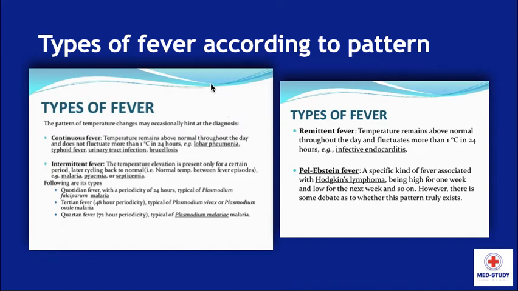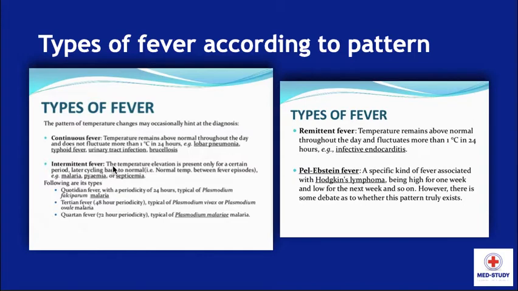Now coming to type of fever according to pattern. The pattern of temperature change may occasionally hint at the diagnosis. So continuous fever is when the temperature remains above normal throughout the day and does not fluctuate more than 1 degree Celsius in 24 hours. Example, lobar pneumonia, typhoid fever, urinary tract infection, brucellosis, etc.